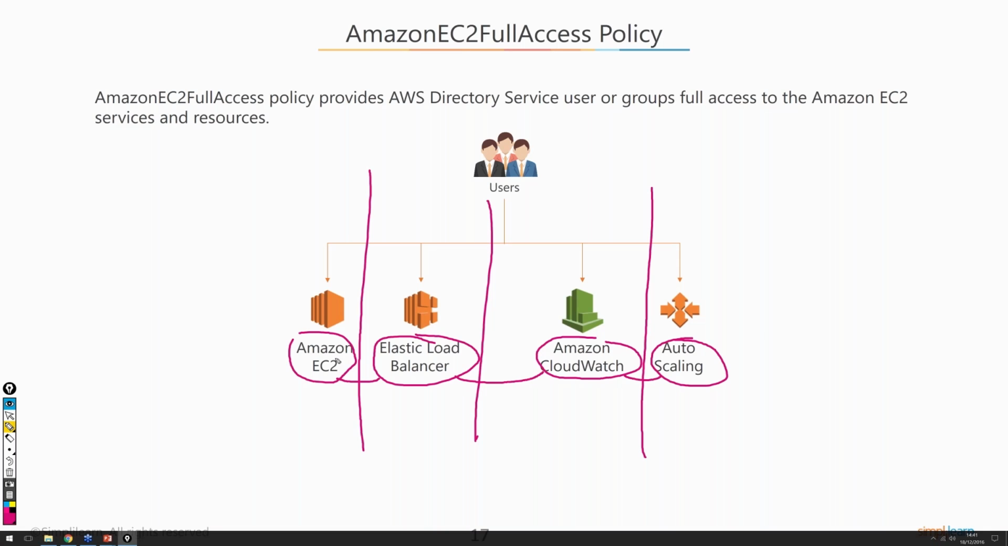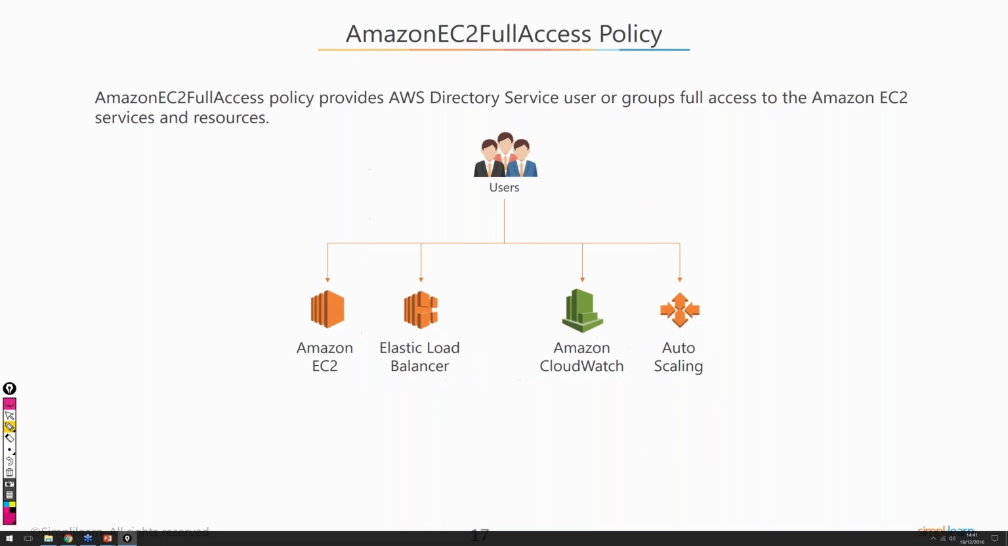So when you have Amazon EC2, well, sometimes you also use ELB, which is a part of EC2, but by default, a load balancer has its own permissions and policies. The same applies to CloudWatch, which obviously shows you all the statistics and performance charts, as well as auto-scaling, which allows you to spin up more instances automatically. So in the Amazon EC2 full access policy, you will have access to all four by default, which is very handy sometimes. So I will skip a little bit forward.